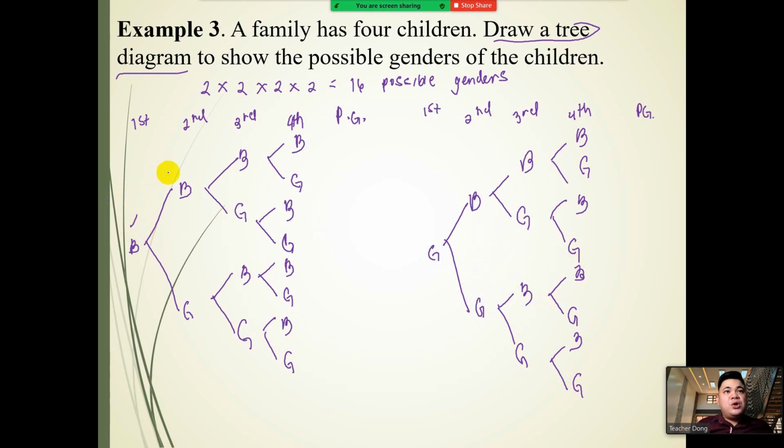So first, we have boy, boy, boy, boy. Then we have boy, boy, boy, girl. Then after that, we have boy, boy, girl, boy. Then we have boy, boy, girl, girl. Then we have boy, girl, boy, boy. Then we have boy, girl, boy, girl. Then we have boy, girl, girl, boy.